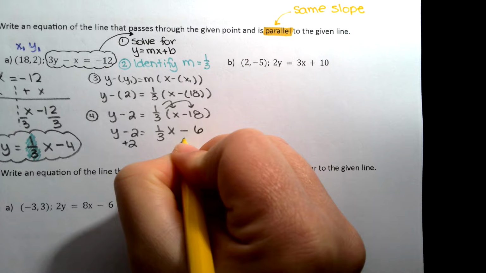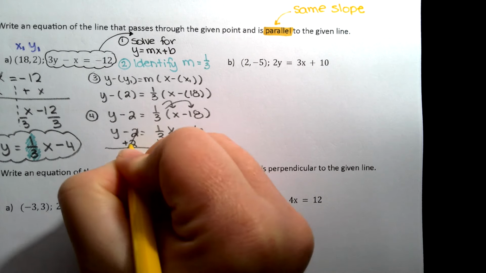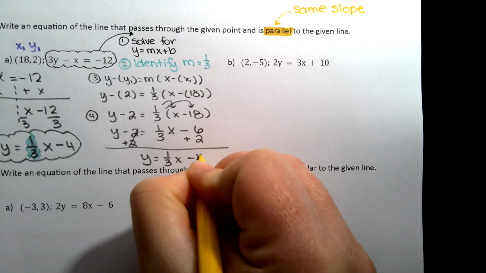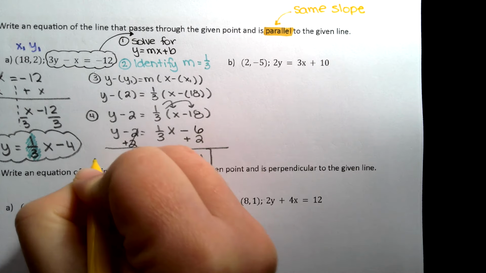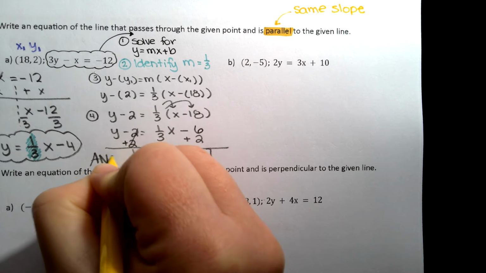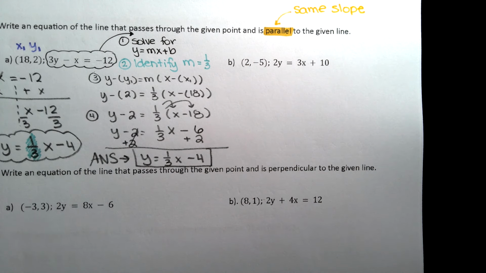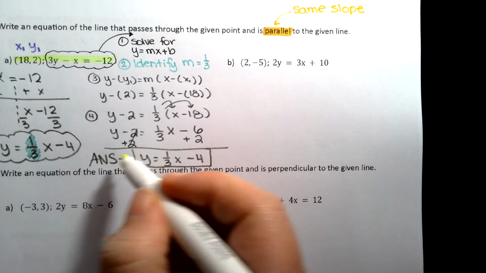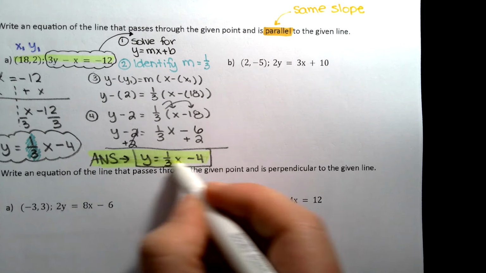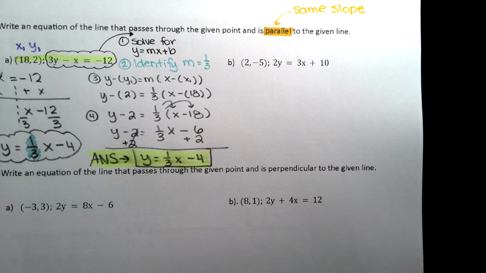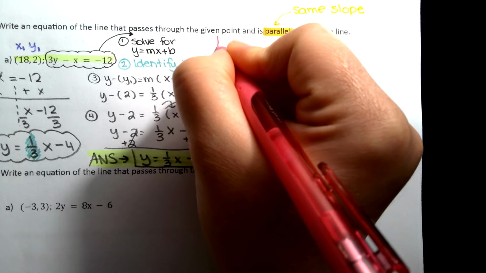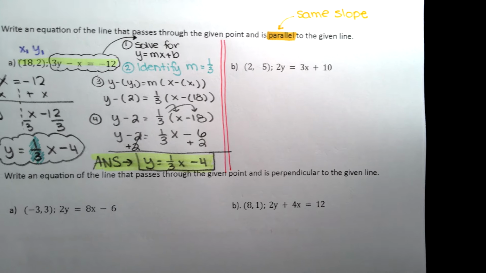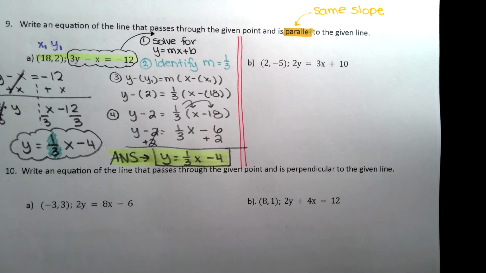Add 2 to both sides. We get y equals 1/3 x minus 4. This is your answer. So here's your question. Here's your answer. I'm going to go ahead and separate this with a line, so that way my A's and B's don't cross over. All right, let's go ahead.